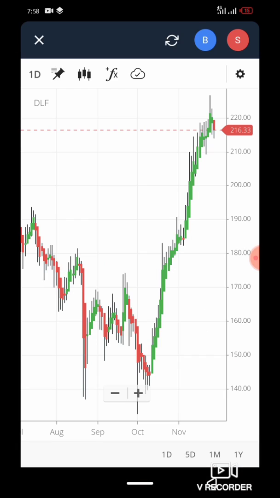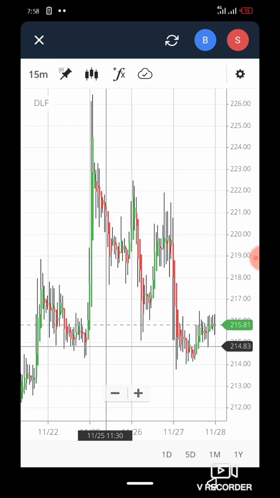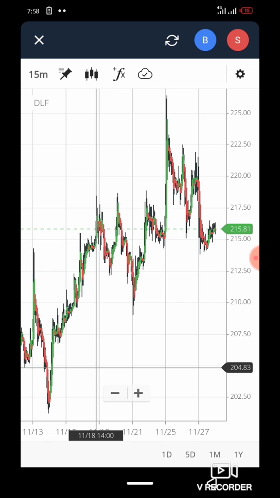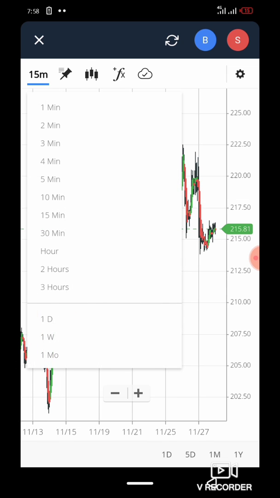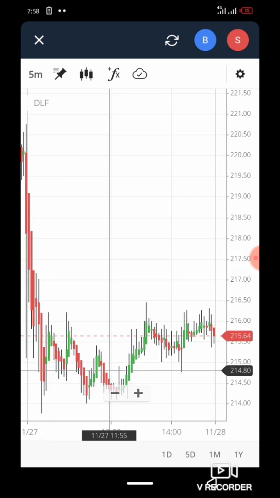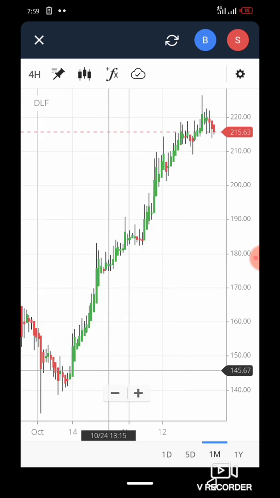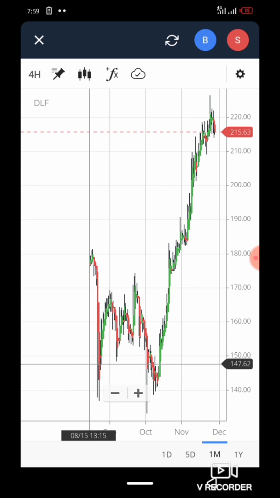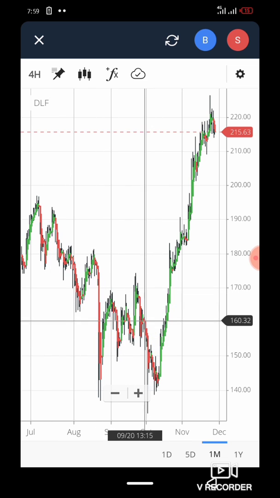There are basically three types of trends. I will tell you. First of all, this is an uptrend. Then there are some types of zones, like you see here, this is a consolidation mode right here.